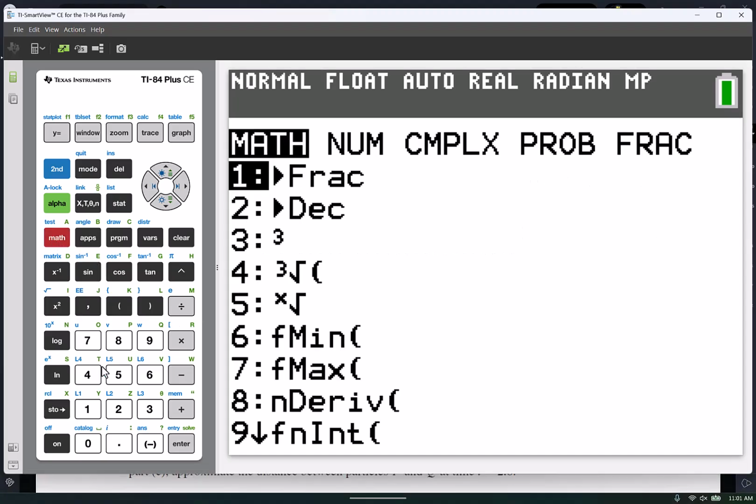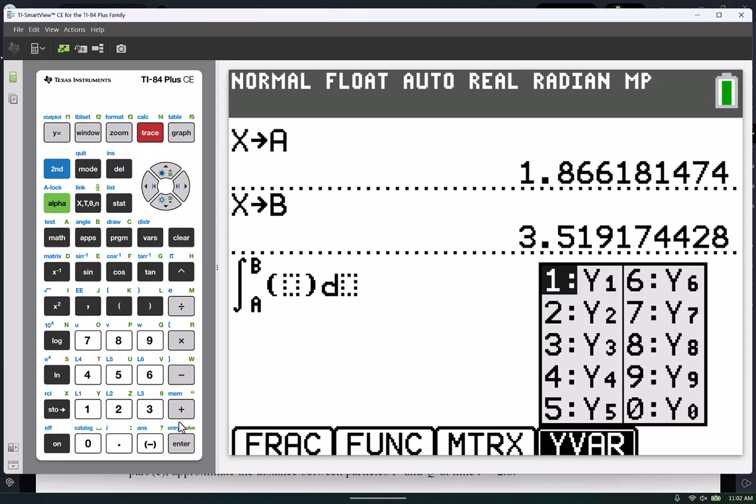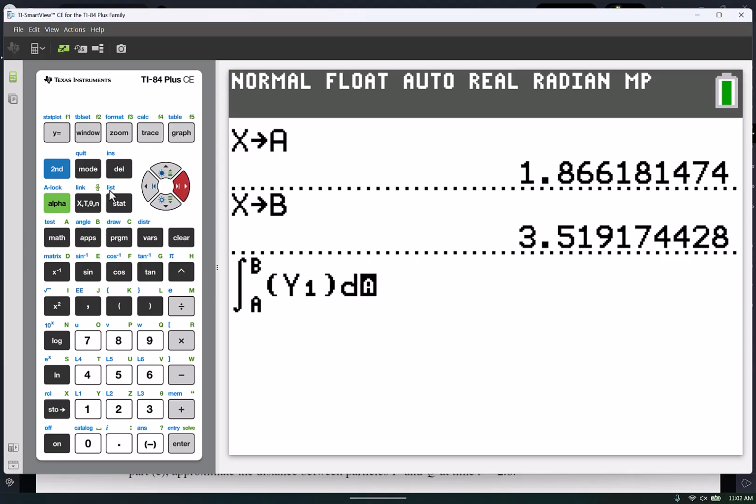Math, number 9, from A to B, alpha A to alpha B. And remember, you already have the velocity stored where? y1. Alpha trace y1. Matter of fact, I prefer you do it like this so you don't mess up with a copy error or something. And then push enter. And there it is.